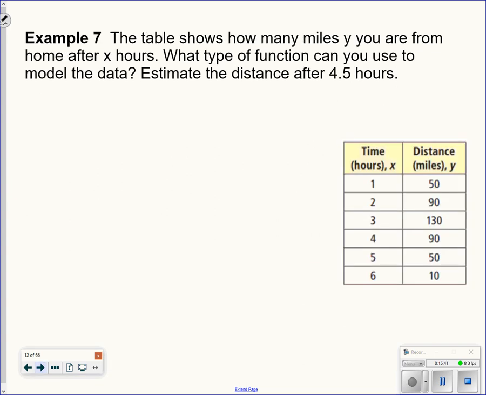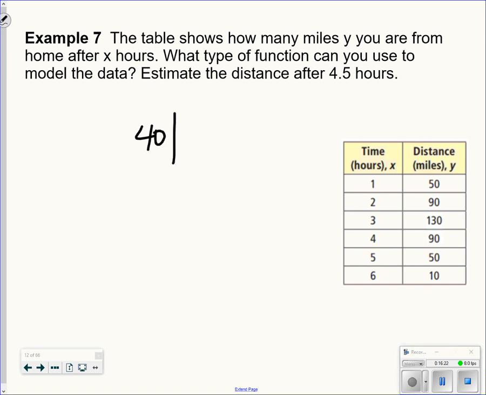The table shows how many miles y you are from home after x hours. What type of function can you use to model the data and estimate the distance after 4.5 hours? You will notice 150, 2, 93, 130, 4's back to 90, 5's back to 50. So you're talking about a quadratic, okay? Sorry, you're talking about an absolute value function. So it's actually going up in increments of 40.